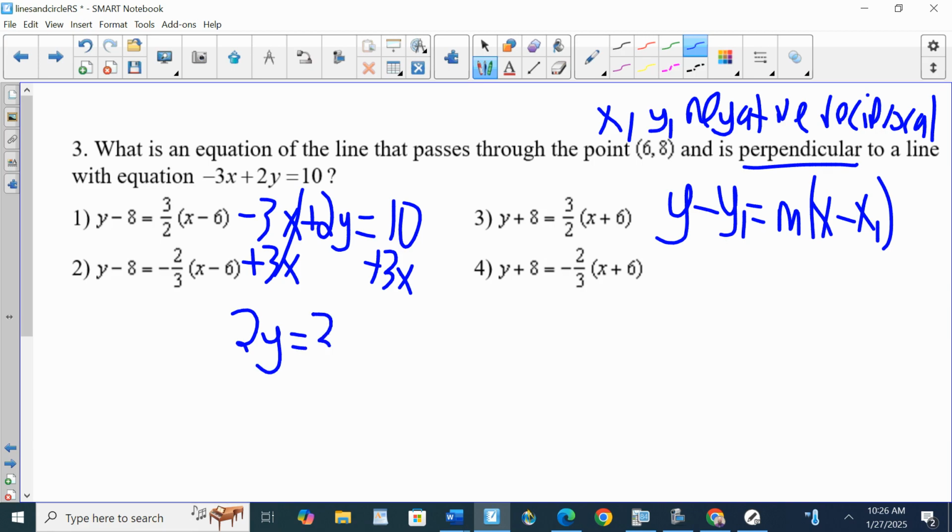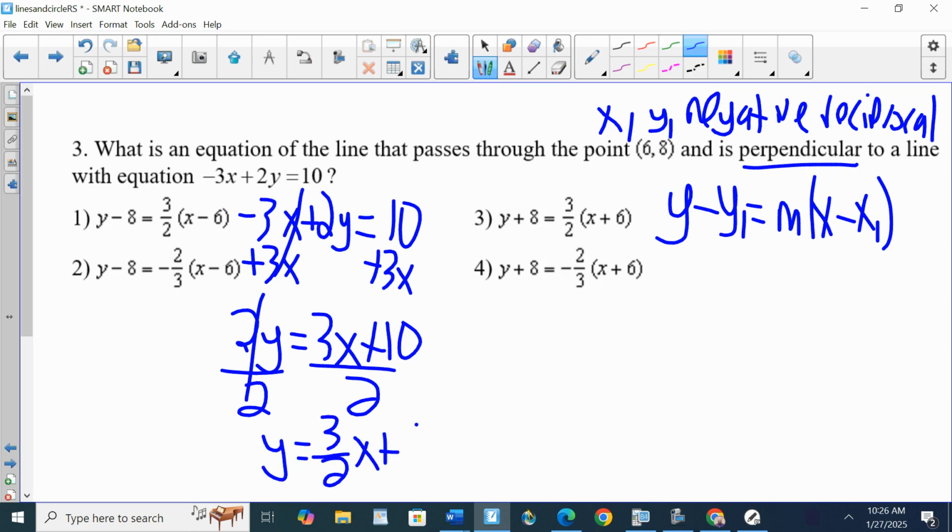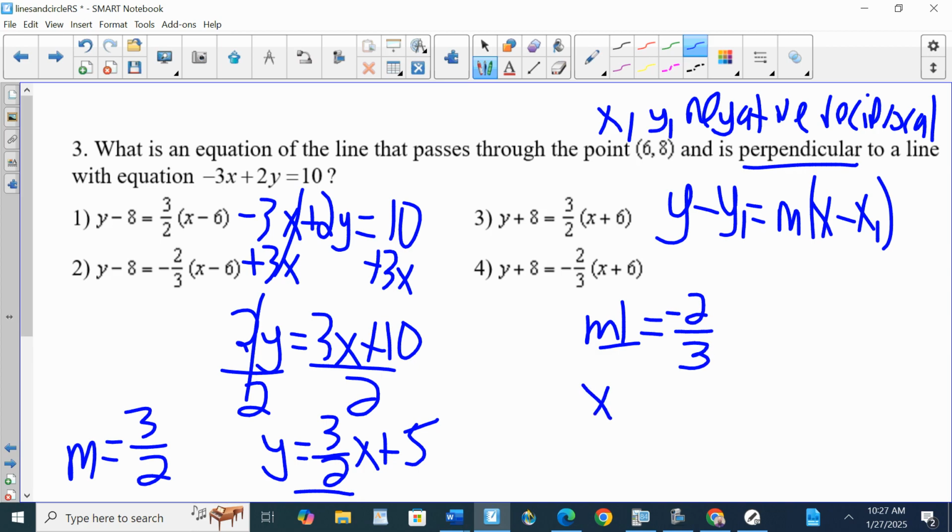2y equals 3x plus 10. Divide by 2, divide by 2, y equals 3/2 x plus 5. If it doesn't divide nicely, we'll leave it as a fraction. So the slope of this line is 3/2. So the slope of my perpendicular line, the negative reciprocal of that, is negative 2/3. x1 is 6, y1 is 8.